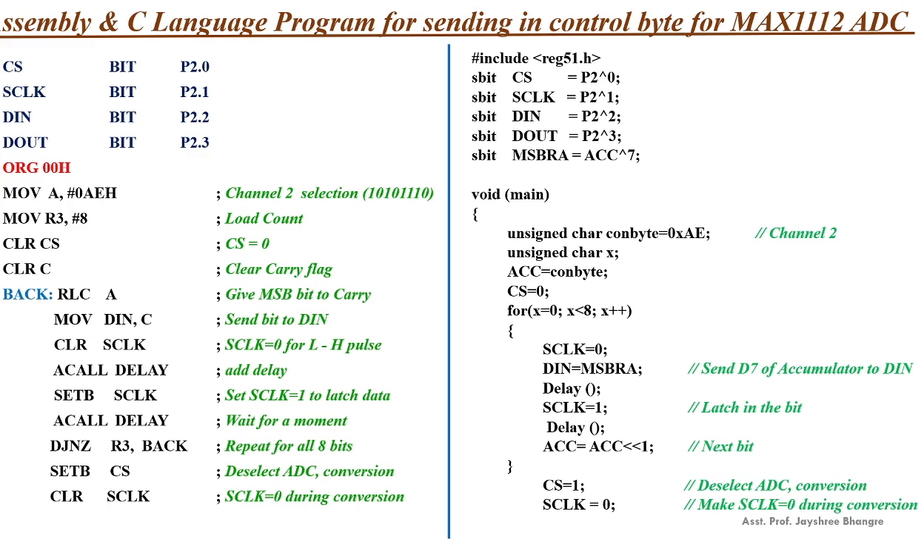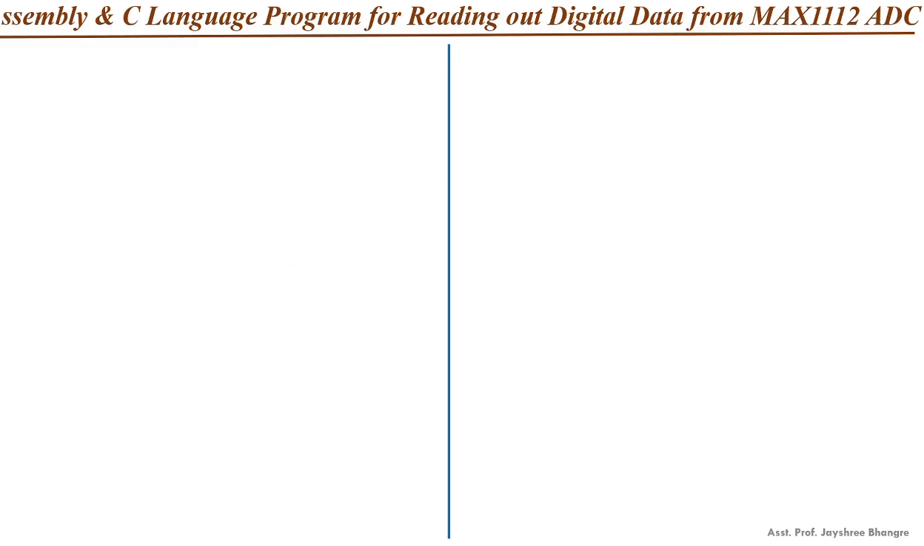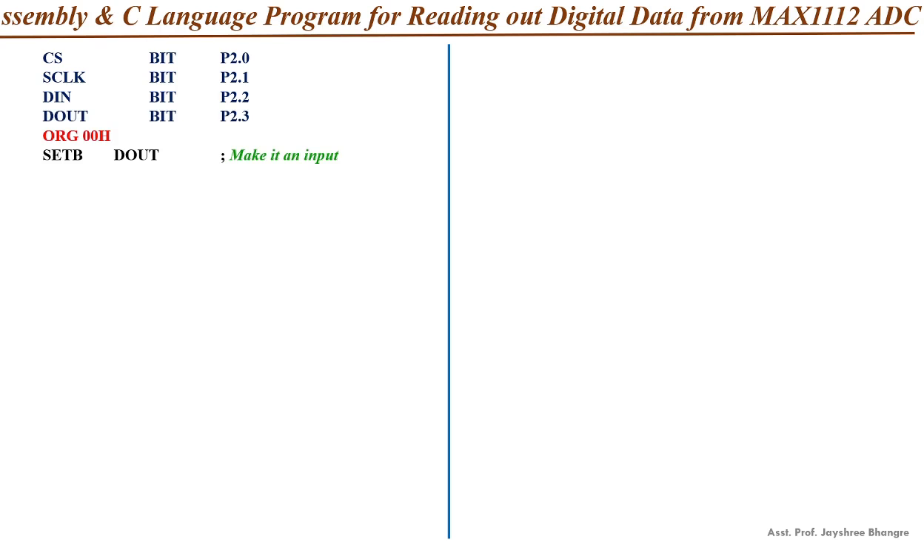So in this way we can send the 8 bits of a control byte to the ADC chip. Now we have to read out the converted data from the MAX111 ADC. So here is the assembly language program to read out the data. Again we are defining the P2.0 pin of port 2 as CS, P2.1 as SCLK, P2.2 as D-in, P2.3 as D-out, and here is the program.